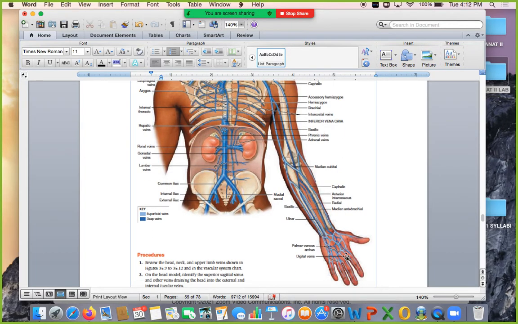If we look at the arm, again, we have the digital veins, palmar venous arches, feeding up through the ulnar and the basilic. We also have the median antebrachial, the radial. There's a lot of anastomoses in here. Again, those are going to come up and meet here.